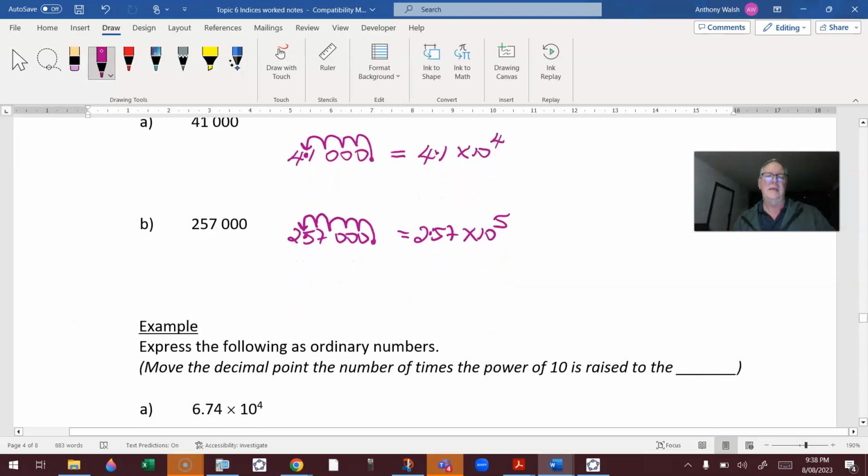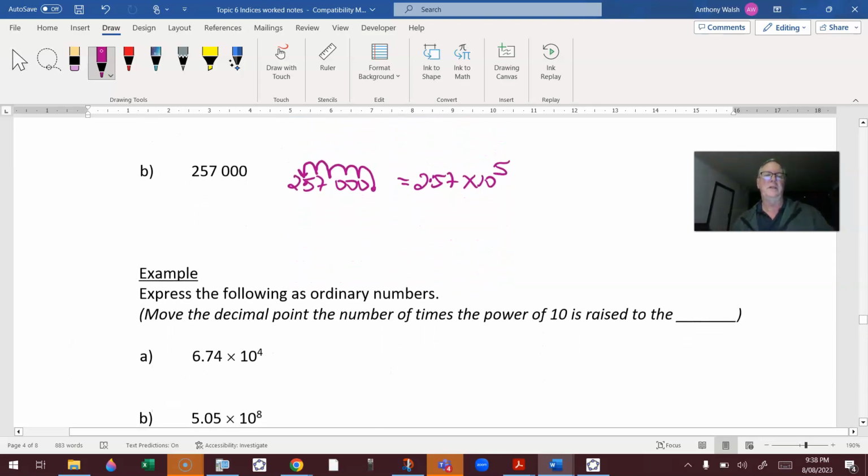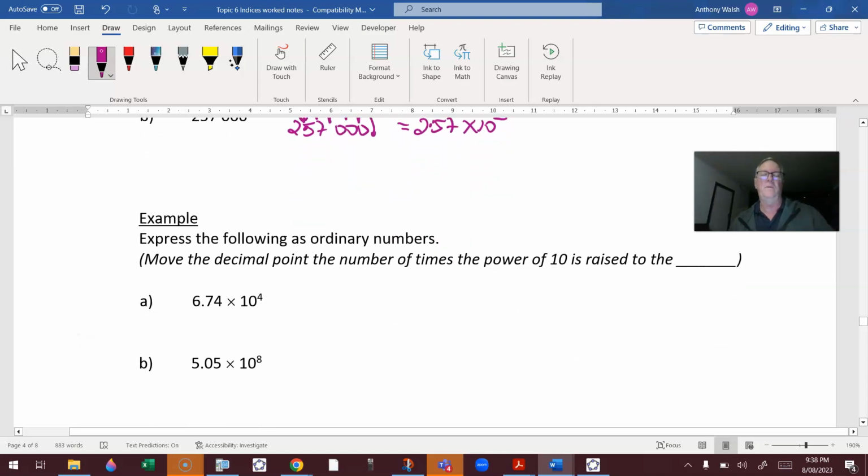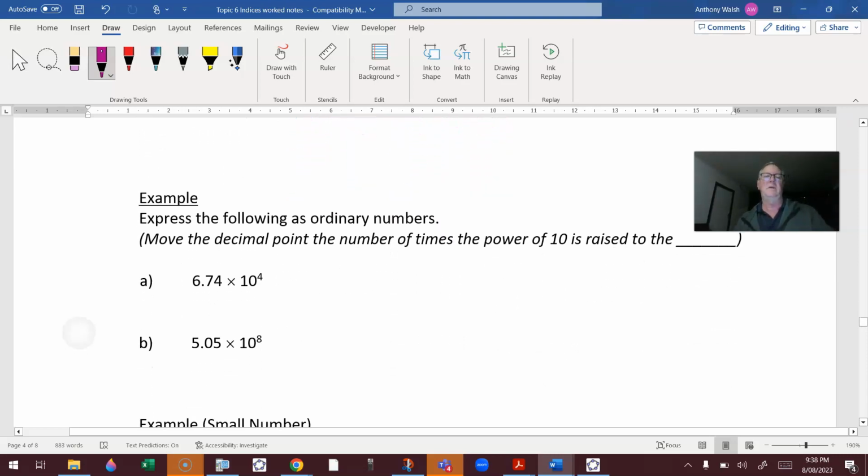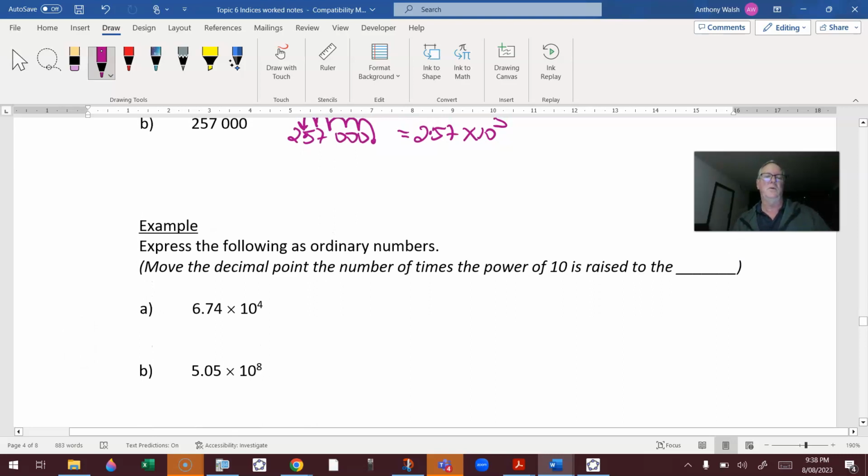Okay, so that's taking a normal number and changing it into its standard form or scientific form. Here's the other way around. I've got some numbers in their scientific form or standard form. I'm going to write them as normal numbers now. So, express the following as ordinary numbers. 6.74 by 10 to the 4.